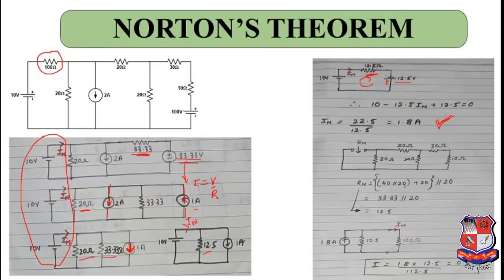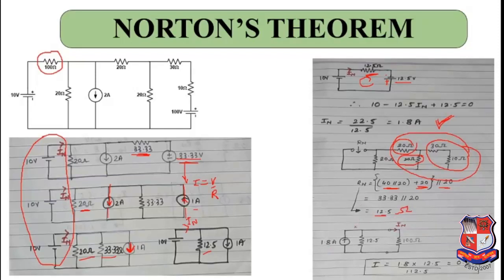Over here you can see Norton's resistance is nothing but this 30 ohm and 10 ohm in parallel with 20 ohm. So 40 ohm is in parallel with 20 ohm, and that will be in series with this 20 ohm. So this is plus 20, and this whole equivalent will be in parallel with this 20 ohm. So you get the equivalent to be 12.5 ohms.